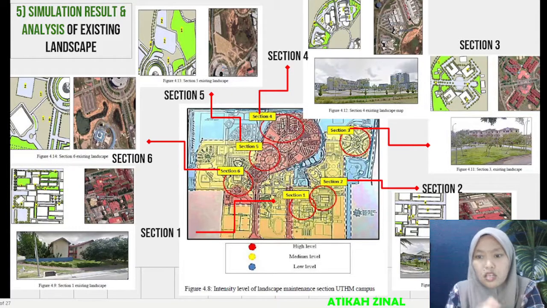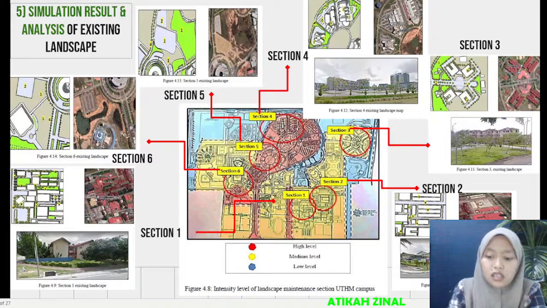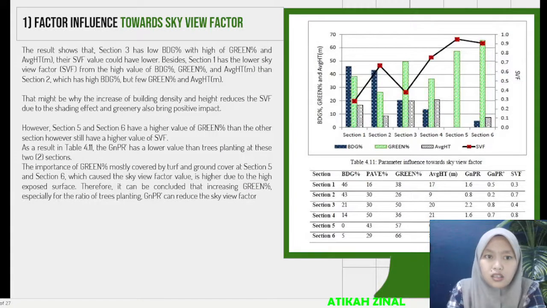Okay, for the next we will separate the area into sections: section 1, section 2, section 3, section 4, section 5, and section 6. We can see here that section 1, section 2, and section 3 are the existing area, and section 4, section 5, and section 6 are at the new development area. Okay, we can see the result here. At section 5 and 6 there is a higher greenery effect, but also a high temperature.